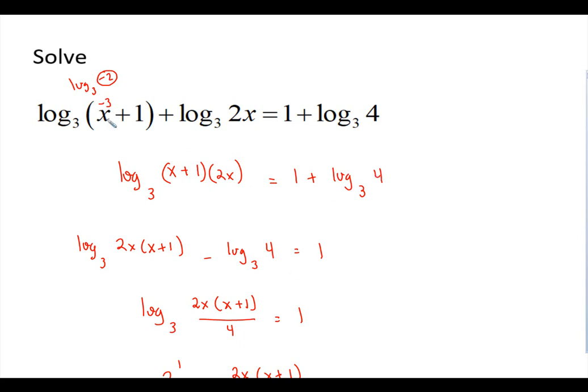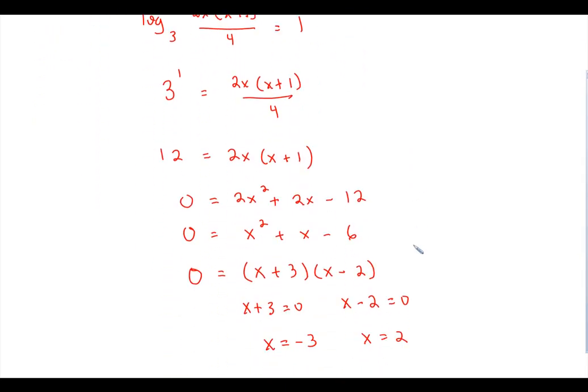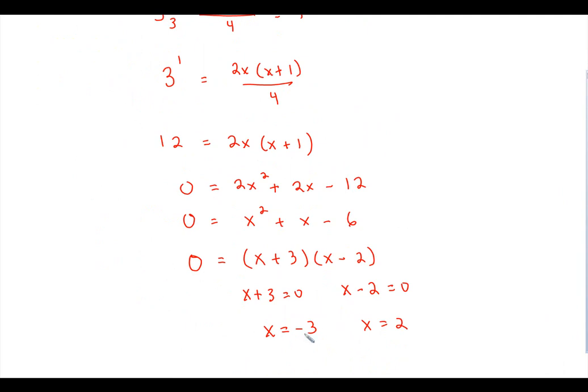Now if you plug in 2 into all these values here, it looks like it's going to be perfectly fine. So the 2 verifies, but the negative 3 solution doesn't. So negative 3 here, we would reject. When we check the 2, 2 was fine, so x equals 2 is our solution.